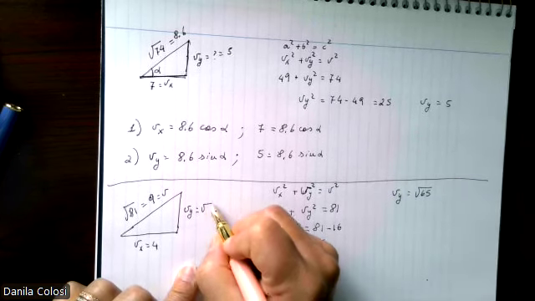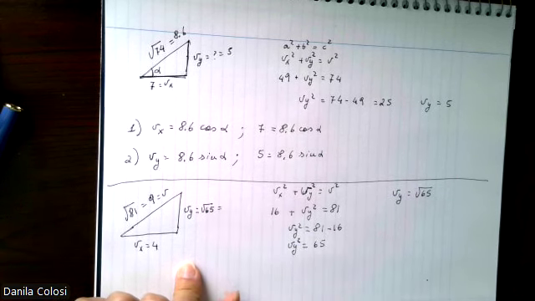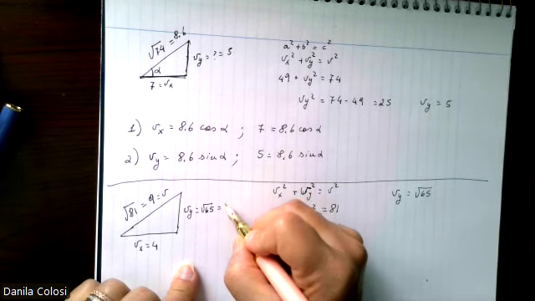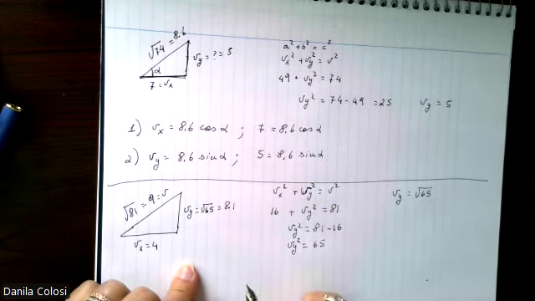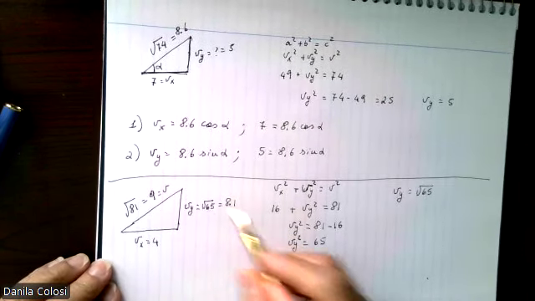So this is the square root of 65, and the square root of 65 is 8.06. So let's round it to 8.1. Okay, so now we have every single one of those sides.